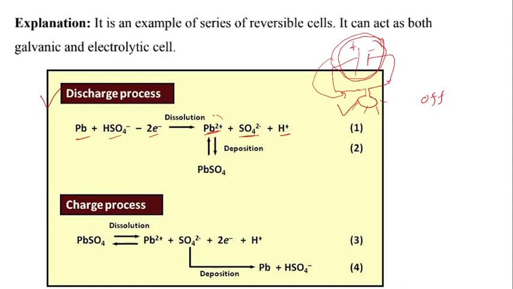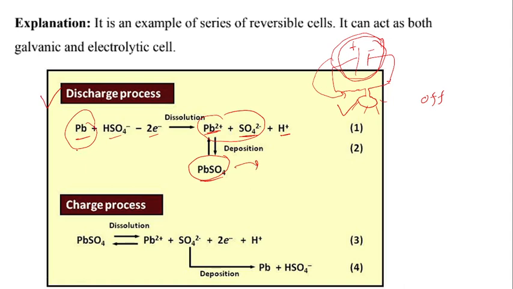Okay, so this lead plus 2 and SO4 can combine and make lead sulfate. Again, lead sulfate can convert into lead plus 2 and sulfate. So this is the reversible reaction. Finally, lead sulfate is forming when the discharge process is going on. So when all lead is consumed and converted into lead sulfate, your battery will be totally discharged.